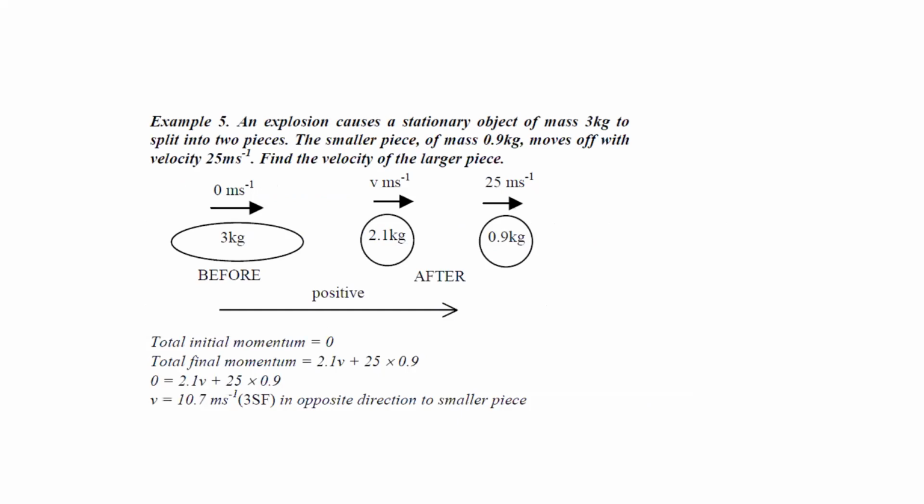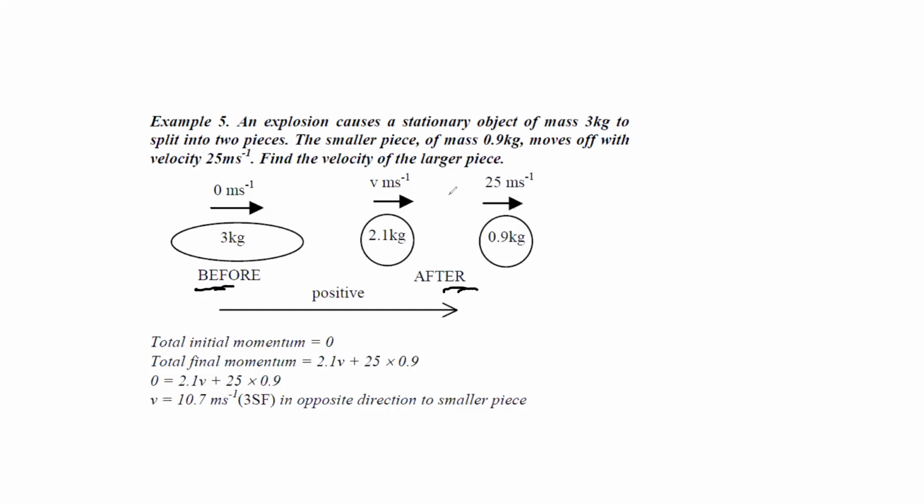So, example: an explosion caused a stationary object of mass 3 kg to split into two pieces. A smaller piece of mass 0.9 moves off with a velocity of 25. Find the velocity of the large piece. If a student considers that there is an object initially, this is before and this one is after, and by mistake considers that both fragments move in the same direction, practically that does not happen, because it is against the conservation of momentum.